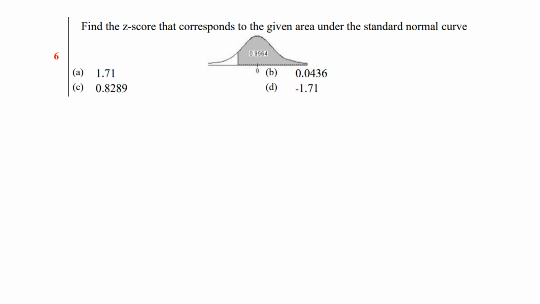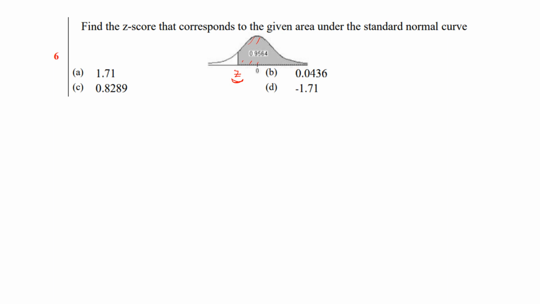Okay, let's look at this question. Find the z-score that corresponds to the given area under the standard normal curve. I think it's asking here, this one, the little z is here. So we want to find for which z we have this area, the total area on this part is 0.9564. So we can use a table here.